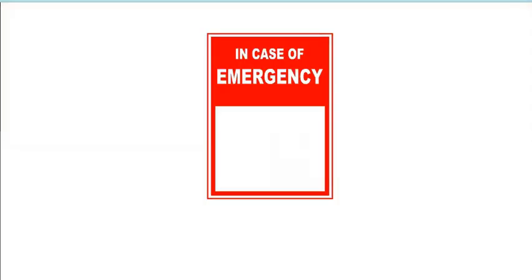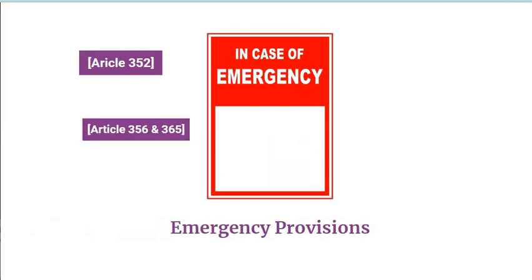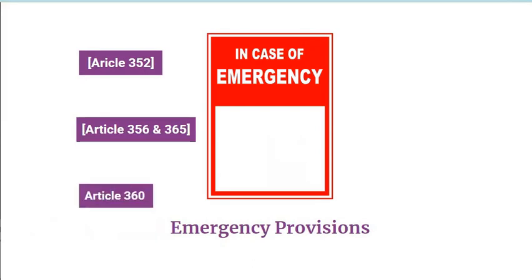Next, very important feature is emergency provisions. The constitution makers wanted to have provisions to be implemented when there is an emergency situation in the state. There are three types of emergency: emergency caused by war, external aggression, or armed rebellion; emergency arising out of the failure of constitutional machinery in states; and financial emergency. I have explained emergency provisions in detail in my previous video. Link is in the description.